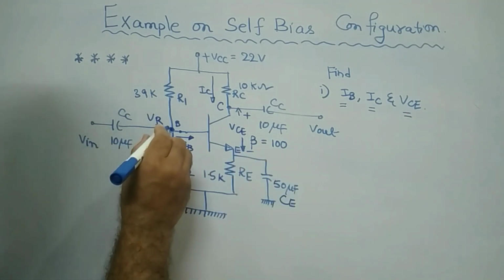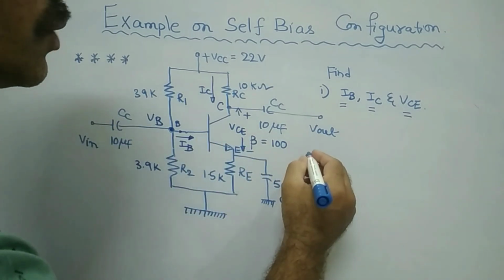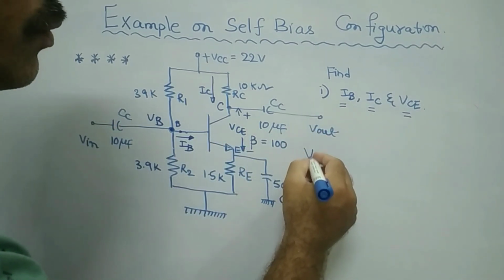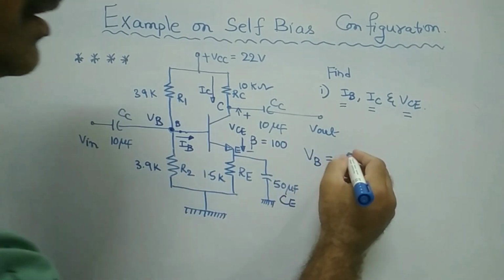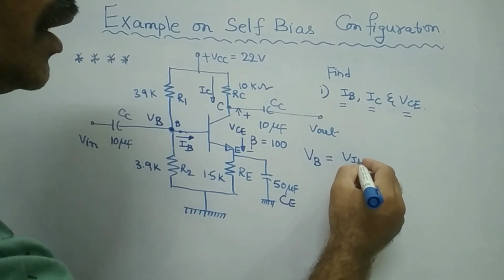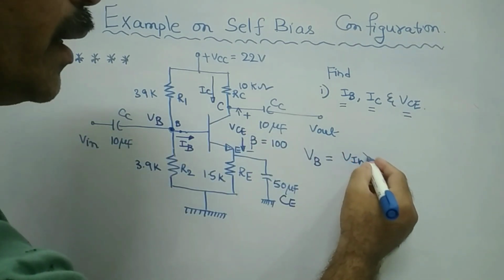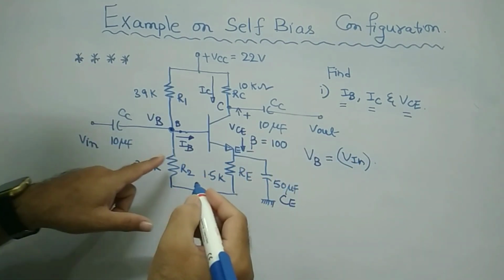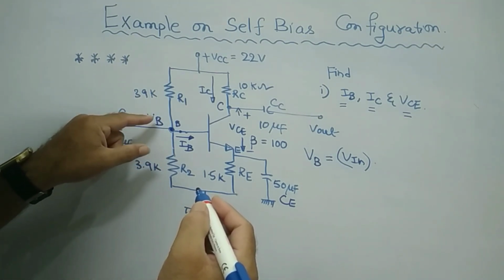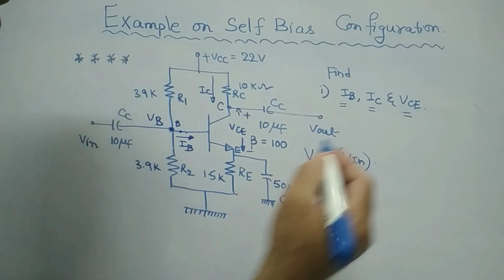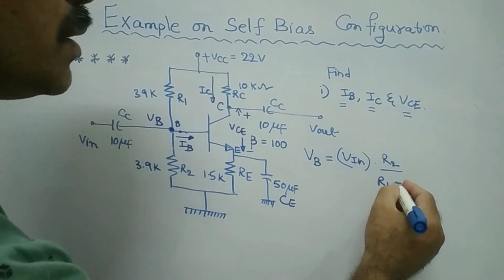VB is nothing but the voltage across your resistor R2. Therefore, how can VB be calculated? Using the potential divider formula, VB is equal to the input voltage, or supply voltage, times the resistance across which you are taking the potential, nothing but the resistance R2, divided by the total resistance, R1 plus R2. That's it.